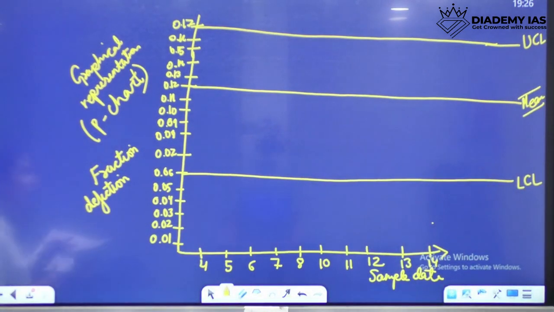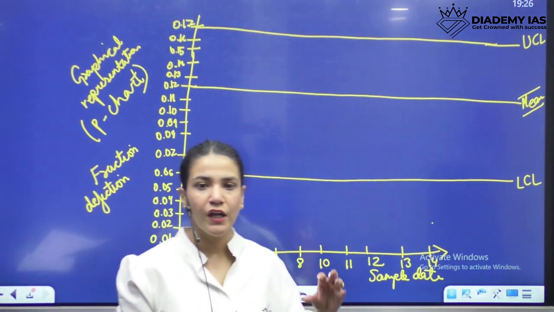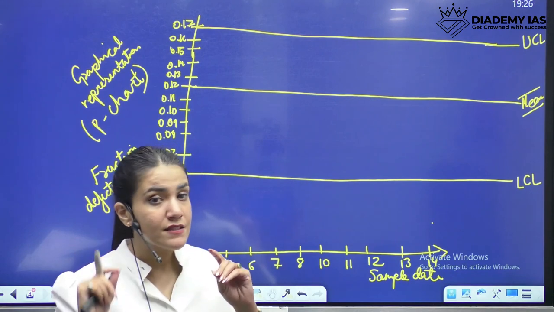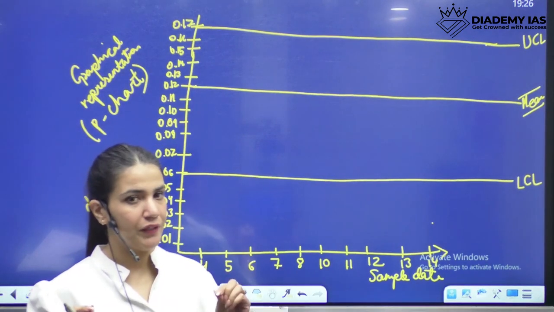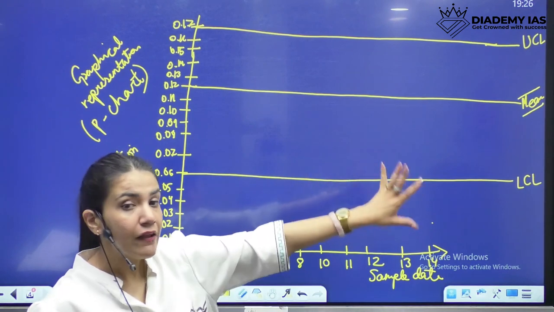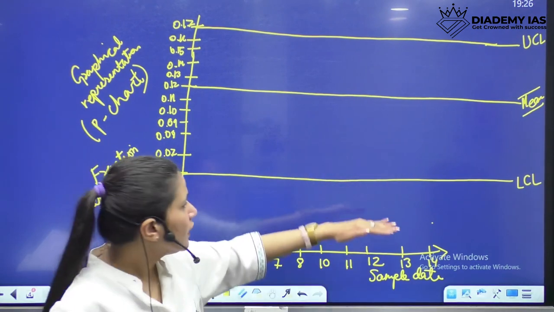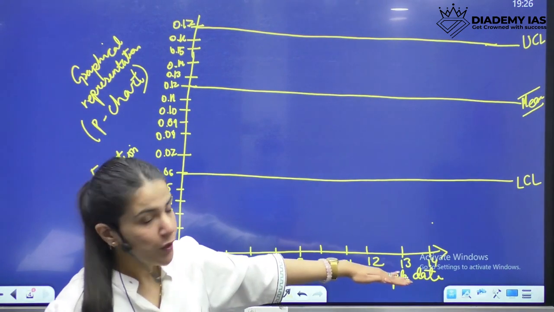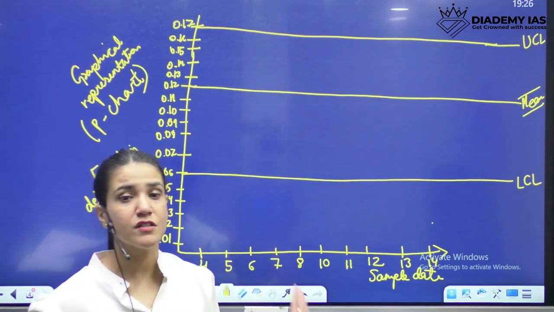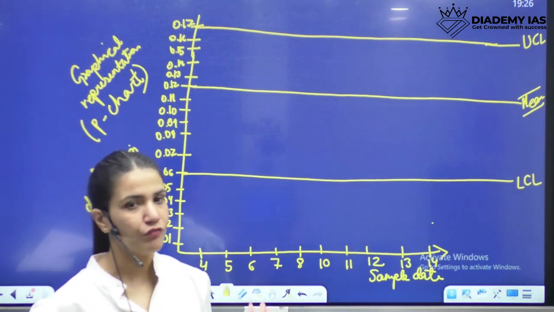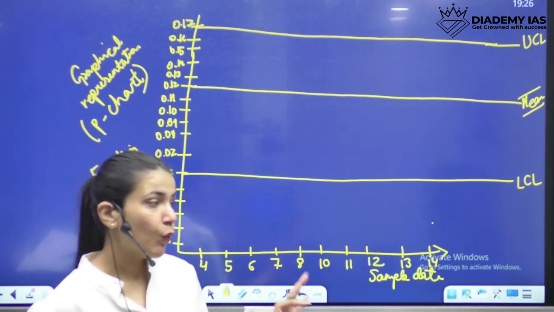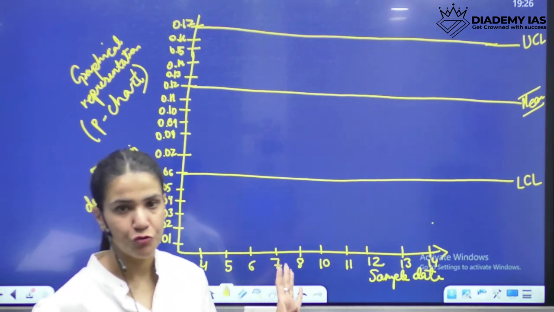Now we are going to be drawing the scattered points. We are going to check whether this process is in control or not. The respective points for P that we calculated, we are going to plot those as scattered points here. If by any means they come below the LCL or go beyond the UCL, the process is said to have gone out of control. And we can clearly identify using the sample date where it went out of control, right?